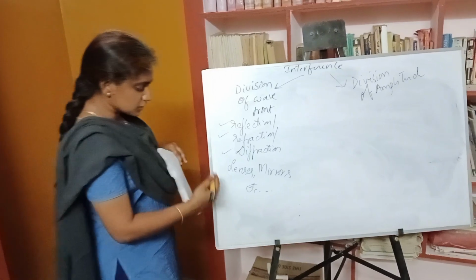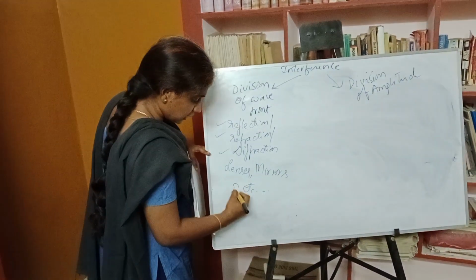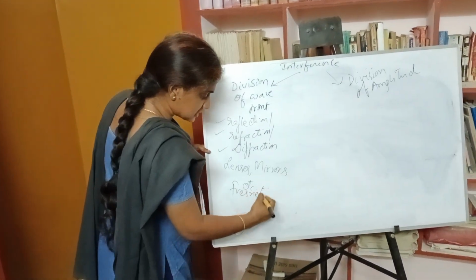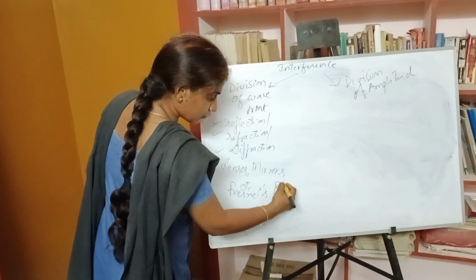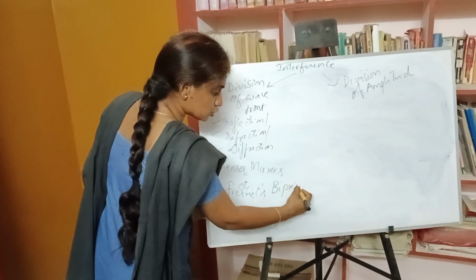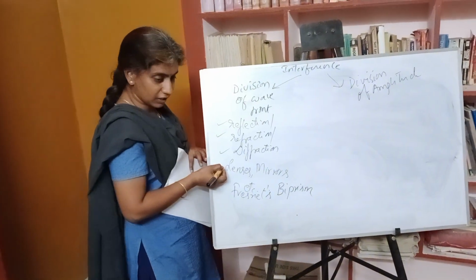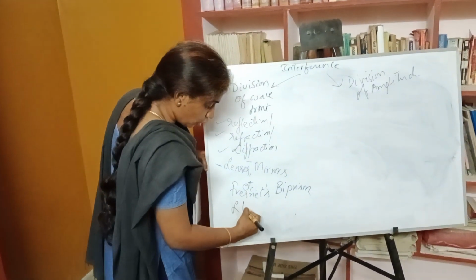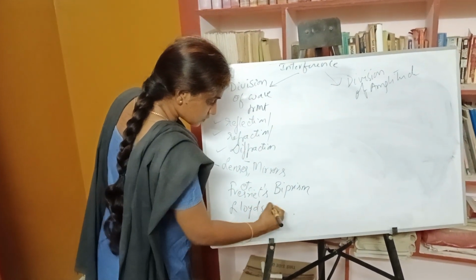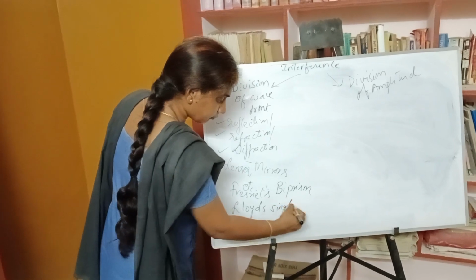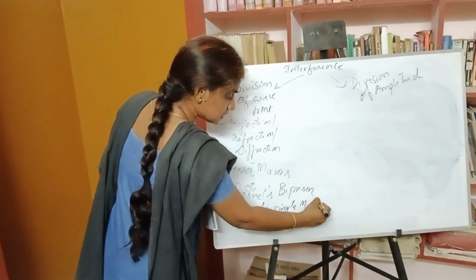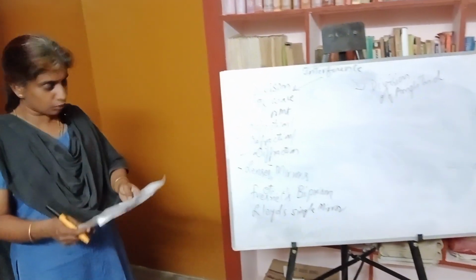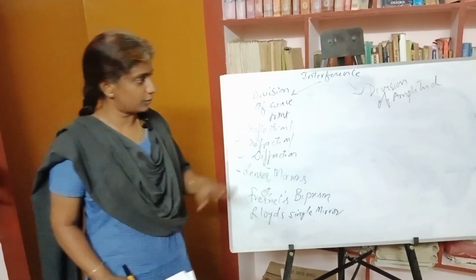So this principle is used in experiments like Fresnel's biprism. Of course, the biprism is also one more instrument to get different divided wavefronts: lens, mirror and biprism. The next one is called Lloyd's single mirror, etc. All these can be used to get a division of wavefront pattern.